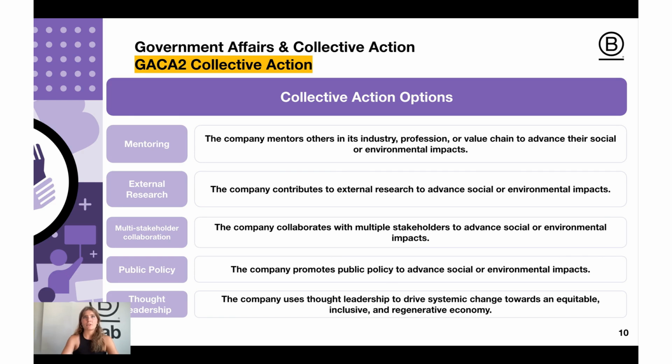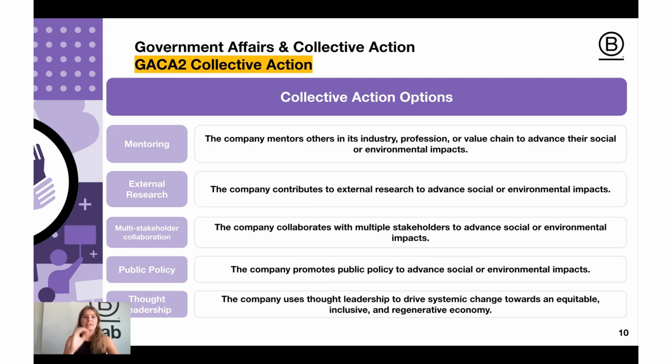So let's have a look at what these options for collective actions could look like. There's mentoring other companies in your industry to advance their social or environmental impacts, for example, through training, sharing knowledge or expertise, or providing feedback. Another option is contributing to external research, which aims to create a positive impact on society or the environment. So, research initiatives outside of the company's own research, for example, data sharing with a university or a nonprofit organization.